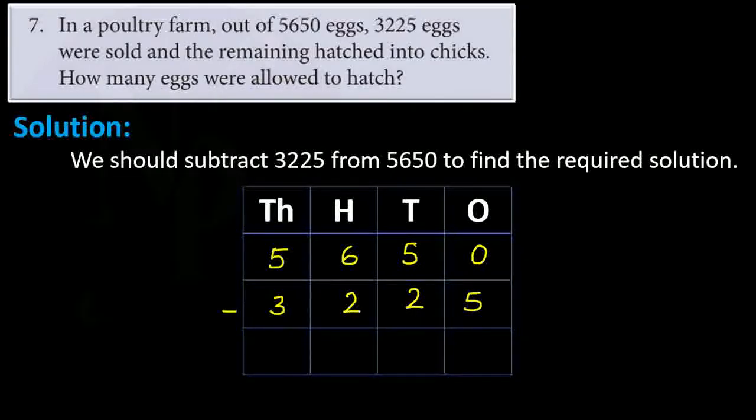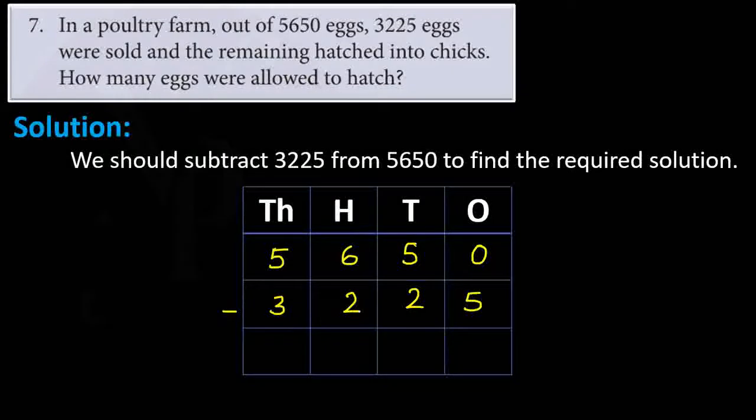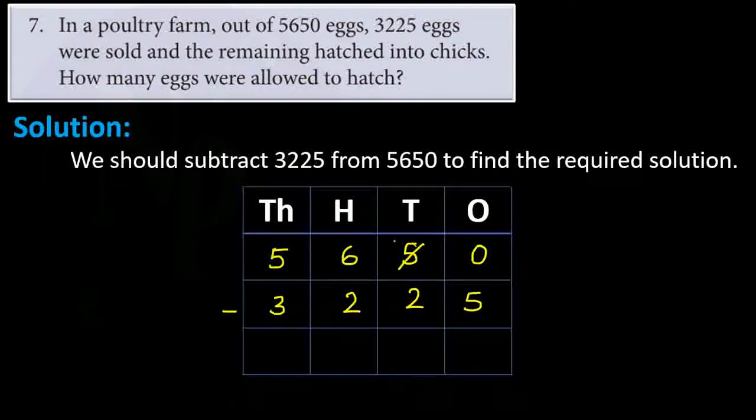So for subtracting 5 ones from 0 ones is not possible. We need to regroup the digits. So here in tens place we have 5, which represents 5 tens. We will make this 5 tens as 4 tens and borrow 1 ten to the ones place, and it will be 10 ones. So now we subtract 5 ones from 10 ones. It becomes 5 ones. Difference is 5 ones.